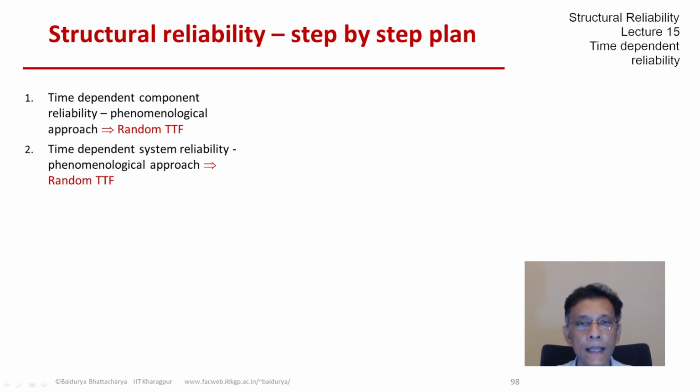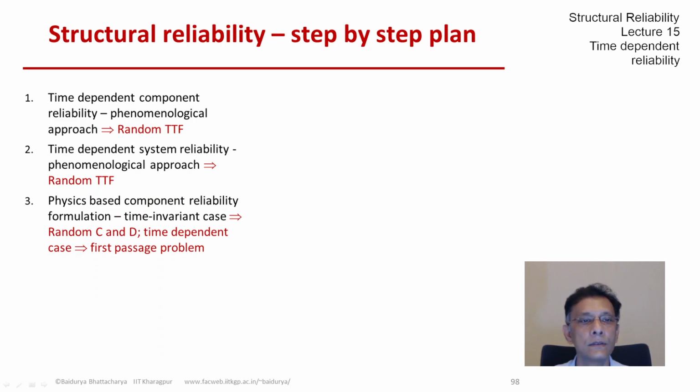Then the next step would be time-dependent system reliability, continuing with the TTF approach. So from element we move to system. The third step would be the physics-based component reliability formulation. First we will look at the time-invariant case and then the time-dependent case, and do some first passage formulation in the end. So in step 3 we would be graduating from a phenomenological, time-to-failure based modeling to a physics-based capacity-demand modeling.